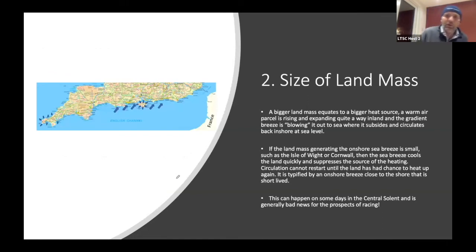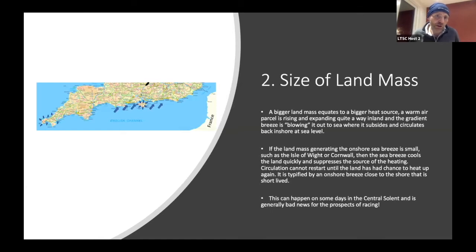So the next thing I talked about was the size of the landmass. If we take the Isle of Wight as a really good example, in the absence of any breeze anywhere else, let's assume that the Isle of Wight heats up and we get a bit of circulation going around the coast, so it's blowing inwards to the coast. What actually happens in that case is that the inward sea breeze cools the land too much and switches off the heat source. So it goes quiet, then the land heats up again, circulation starts, and then it switches off again. Same down in Cornwall. There's not really enough meat of land here to give us a really good heat source. And when it does warm up, it'll cool down again quite quickly.